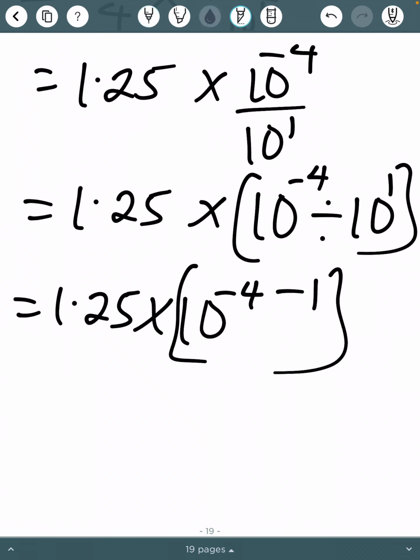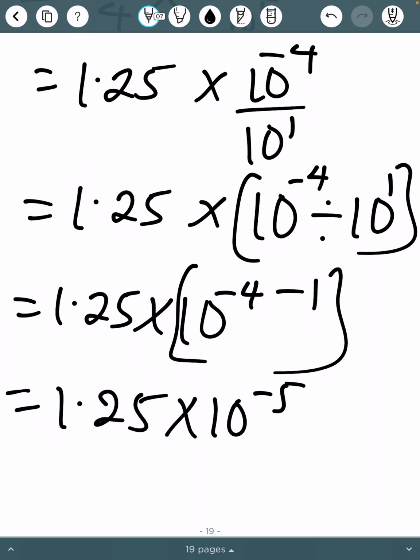Because division means that I should subtract my indices. If I have 10 raised to the power A divided by 10 raised to the power B, I should be doing 10 raised to the power A minus B. So that's why I'm writing 10 raised to the power minus 4 minus 1. And 1.25 times 10 raised to the power minus 5. That's my answer in standard form.